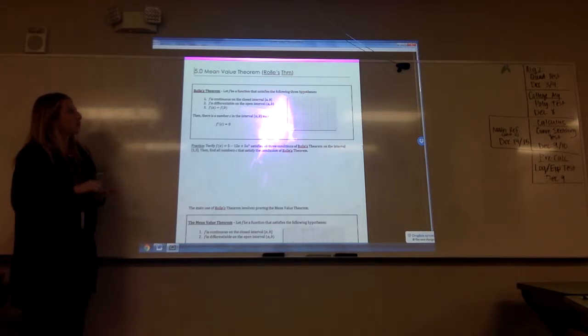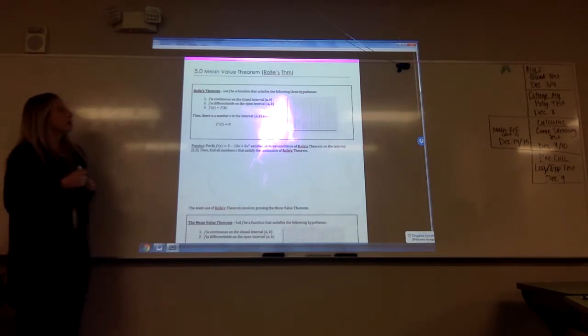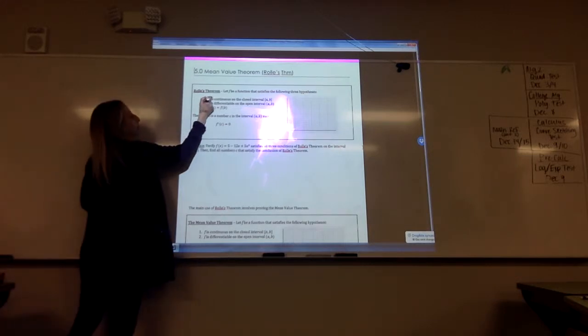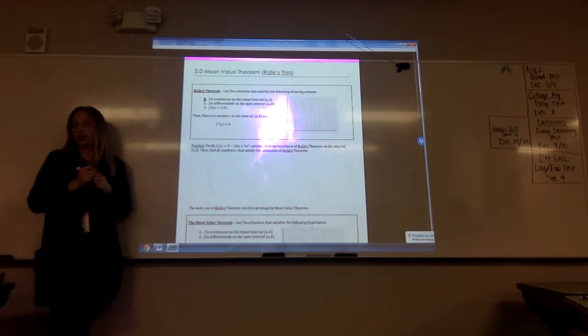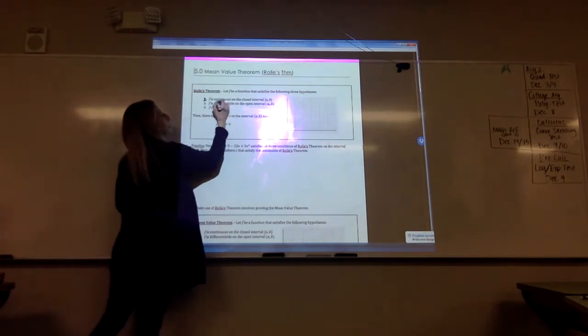So, mean value theorem and Rolle's theorem. Rolle's theorem states that if a function satisfies these three hypotheses: first, number one, it says f is continuous on the closed interval a to b. Tell me what that means. What does it mean to be continuous?